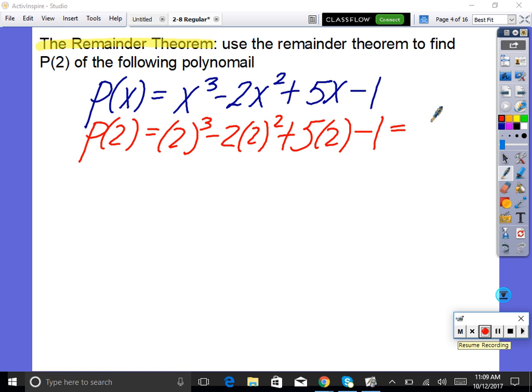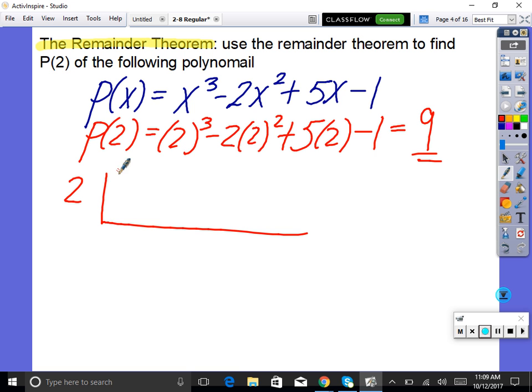You should have got 9. Did you? So our function, when we plug in 2, equals 9. Now listen to what that means. Did you see the remainder theorem? What that means is, guys, if we were to do synthetic division with 2, isn't x equal to 2? So if we did synthetic division with 2, our remainder is going to come out to be 9. So I'll show you.